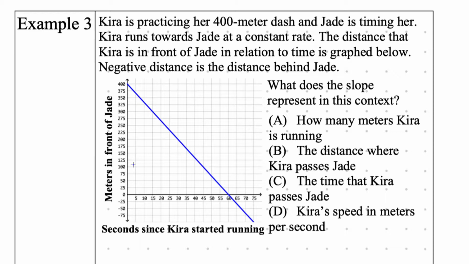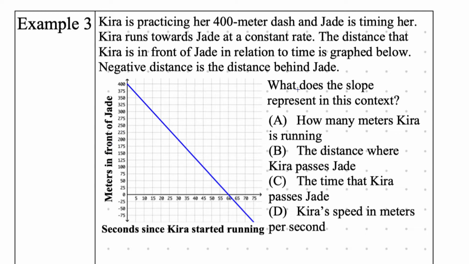So, Kira is practicing her 400-meter dash, and Jade is timing her. For those of you that don't know, 400 meters is a quarter of a mile, almost exactly, because 1,600 meters is very, very close to a mile. It's like 0.99 miles. So Kira is running towards Jade at a constant rate. The distance that Kira is in front of Jade in relation to time is graphed below. Negative distance is the distance behind Jade, since the positive distance is in front of Jade. So that makes sense so far.